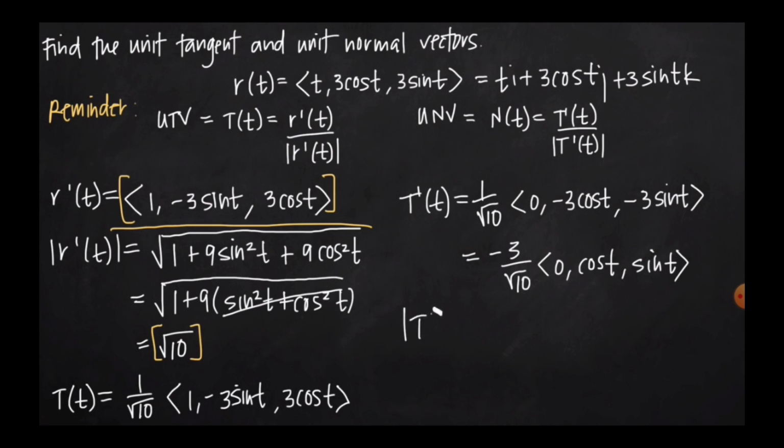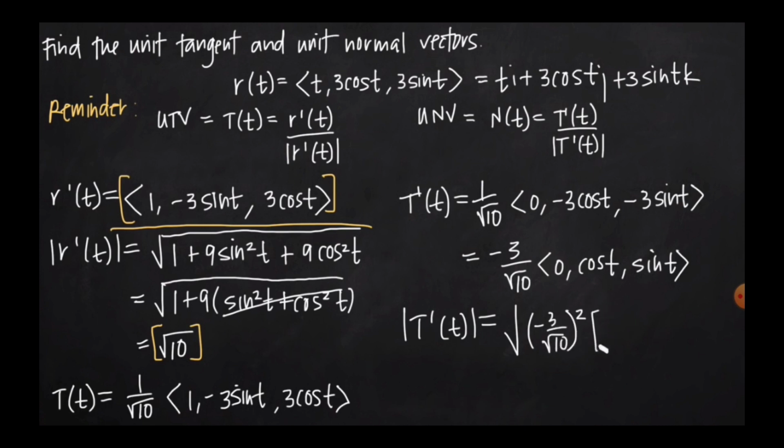So we're going to say the magnitude of capital T prime of t is going to be equal to, again, here we're going to do the square root. Now it's important that because this negative 3 over root 10 is multiplied by each of these components, we need to include it in our square root sign here. So we're going to square that as well, because remember, we're going to square each of these components and take the sum. So we'll say negative 3 over root 10 squared.